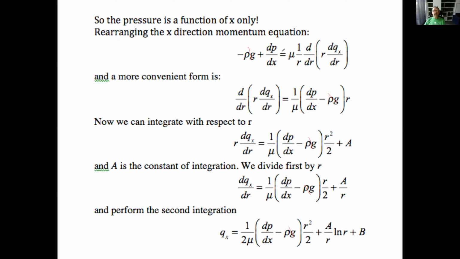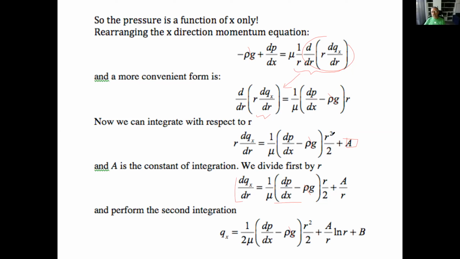Then what we have here is some kind of a term versus r. So we take this portion and simply put it here, so then we can integrate. We end up with r dqx/dr on one side, and the integral of this one, which is a constant, is r squared over 2, plus one constant of integration. Then we again take the r down, so we end up with this. This is just algebra.